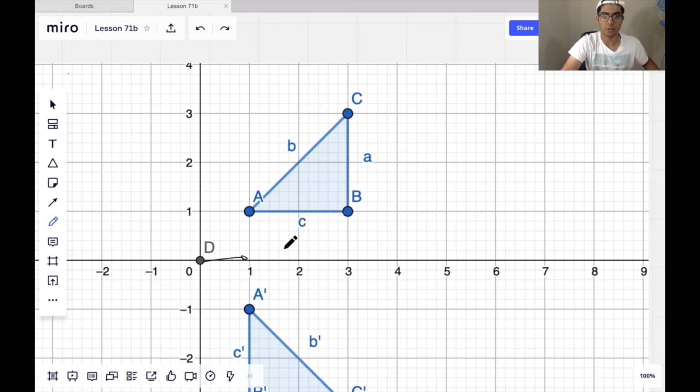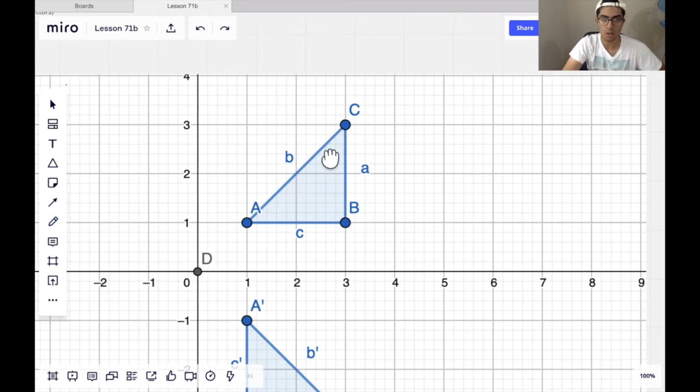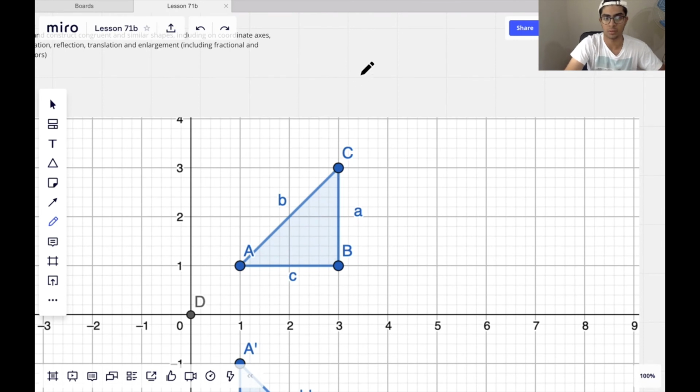So in general, if you're doing it from the origin, you can just think of wherever the coordinates are and then times them by the scale factor. So if you're enlarging from the origin by a factor of 5, where does coordinate B end up? Well, you can't really times by 3, 1, but you times each of these by 5, so you get 15, 5.